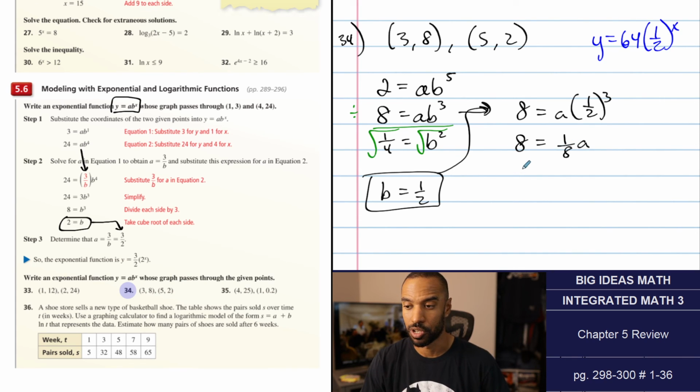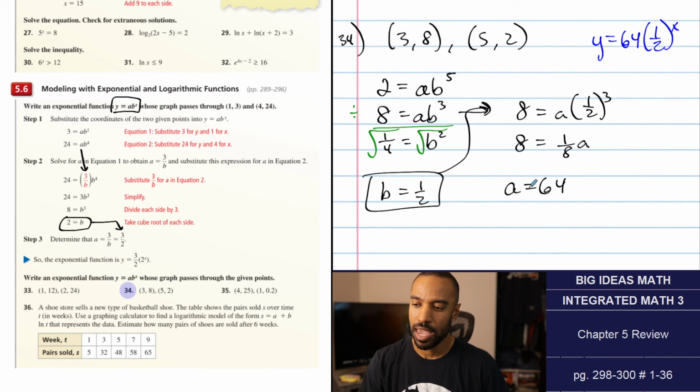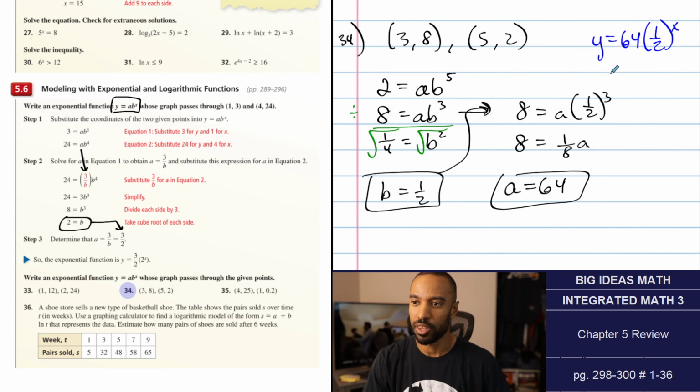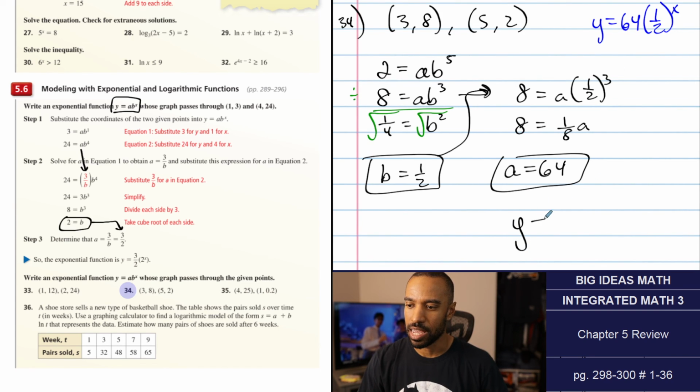Multiply both sides by 8 to solve this. 8 times 8 is 64. A equals 64. Hey, we got that number there. So this becomes y equals 64 times 1/2 to the x power.